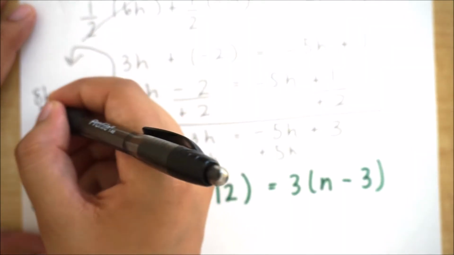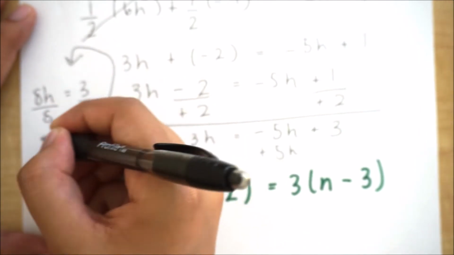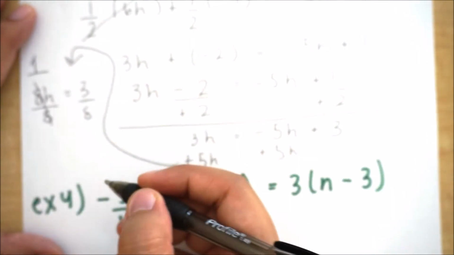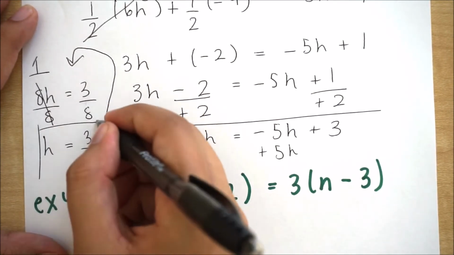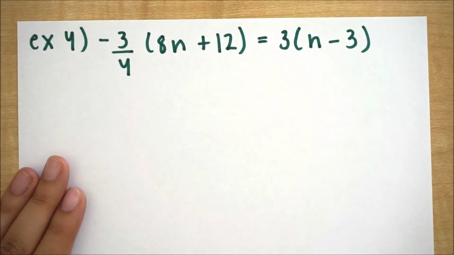Now in order to make h independent, I'll divide both sides by 8. So that 8 divided by 8 is equal to 1. And I'll end up having h is equal to 3 over 8. So we have successfully made h independent.